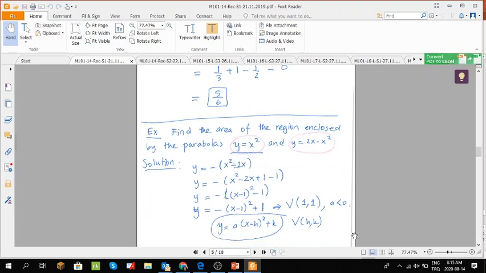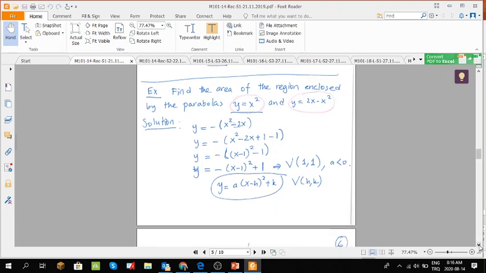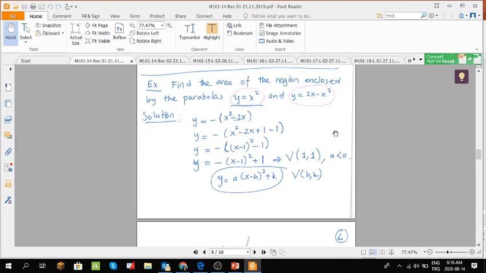Okay, we continue with the next example. Find the area of the region enclosed by the parabolas y equals x squared and y equals 2x minus x squared. We want to draw the picture so that we understand which one is bigger.